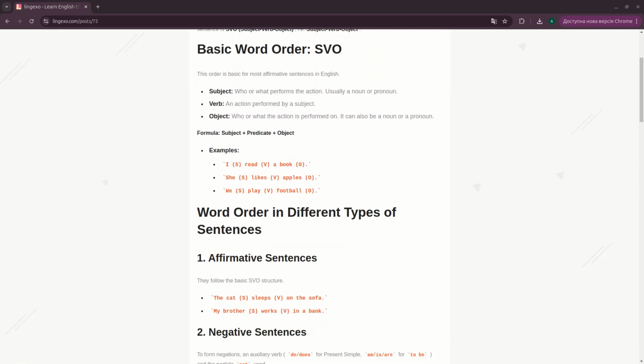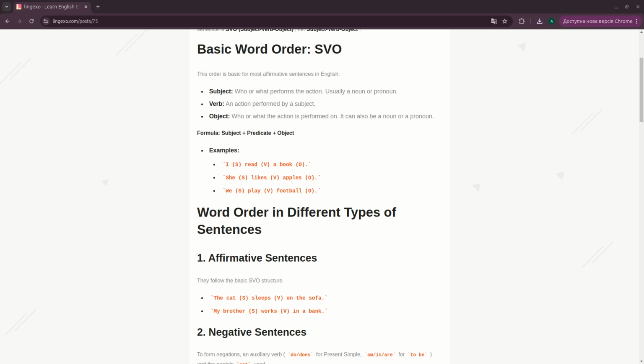The subject is who or what does the action. It is usually a noun or a pronoun. The verb is the action. It shows what the subject does. The object is who or what receives the action. So the formula is simple. Subject plus verb plus object.